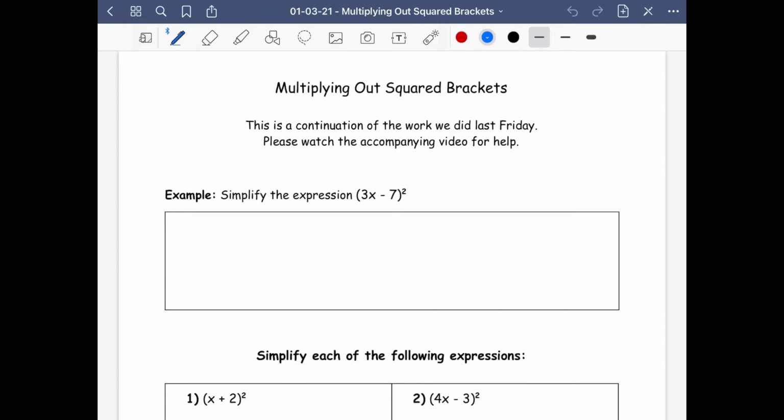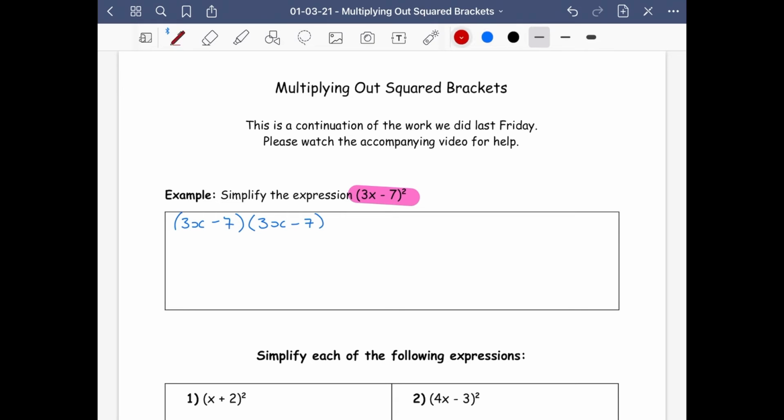So continuing on from our work on Friday, we're looking at multiplying out squared brackets. That is a pair of brackets like this that have a square on the outside of them. On Friday we said that it means that bracket is multiplied by itself. So 3x minus 7 multiplied by 3x minus 7.